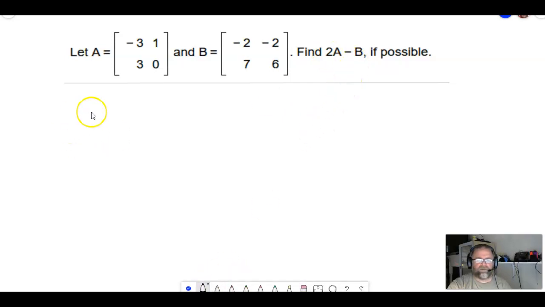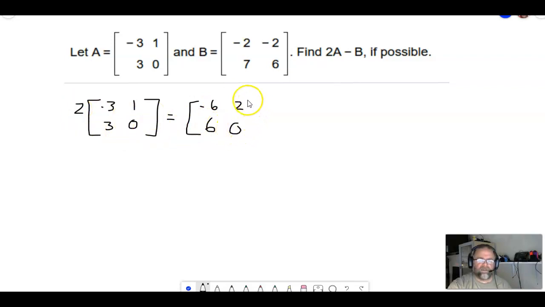The first thing we're going to do is 2a. So that's going to be 2 times this matrix here, -3, 1, 3, 0. What that's going to be is just 2 times each one of those elements, and we put them in the same position that it was before. So this is going to be -6, because that's 2 times -3. 2 times 1 is 2. 2 times 3 is 6. And 2 times 0 is 0. So this right here is 2a.